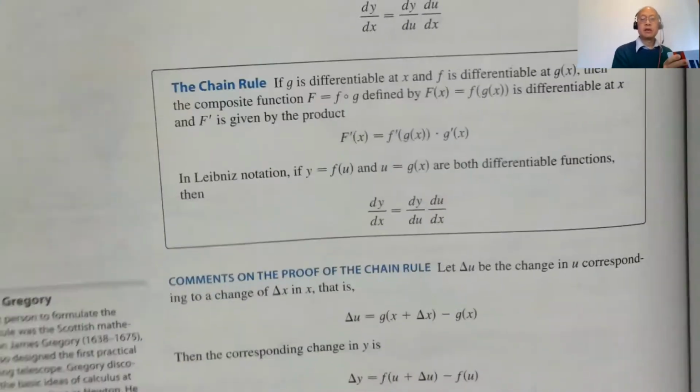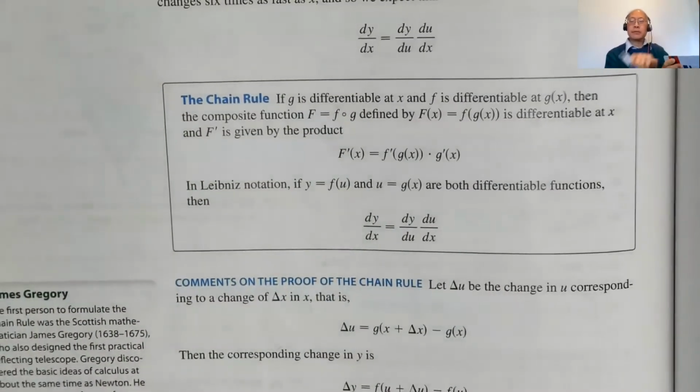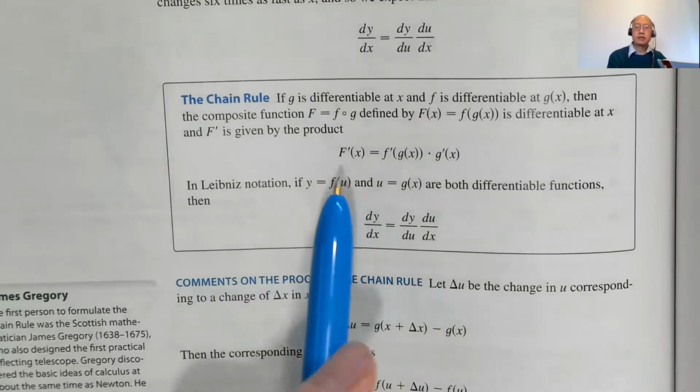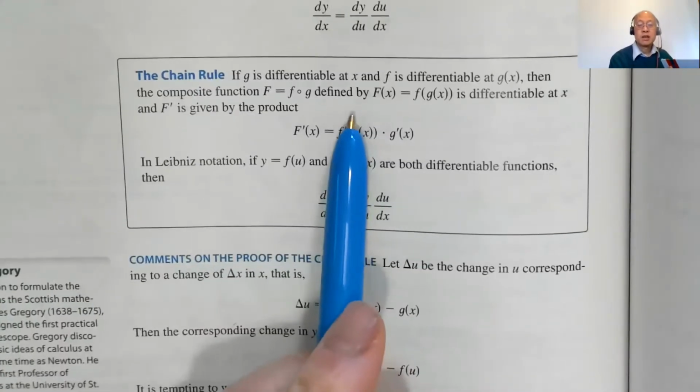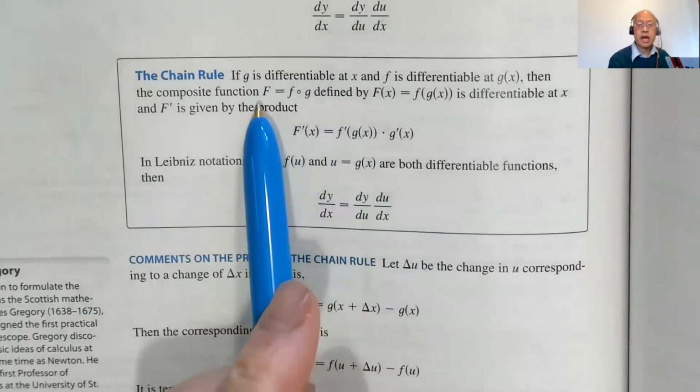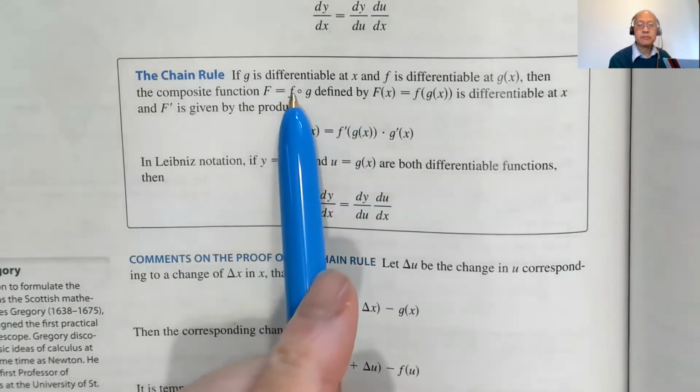This is section 3.4, which is on the chain rule. You can find the chain rule on page 198. This is how you differentiate a composition of functions, something that looks like f of g of x. So we have a composition, capital F is f circle g.